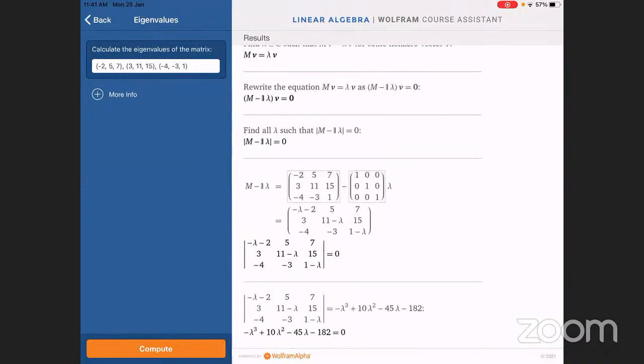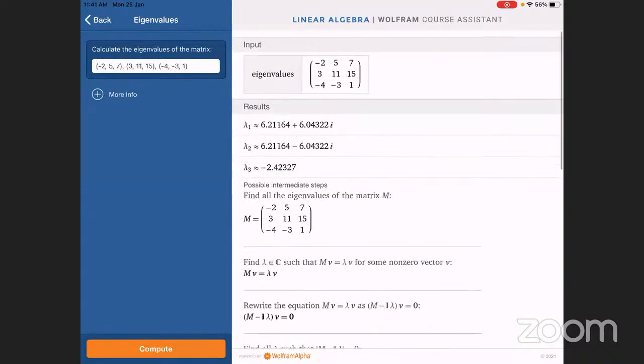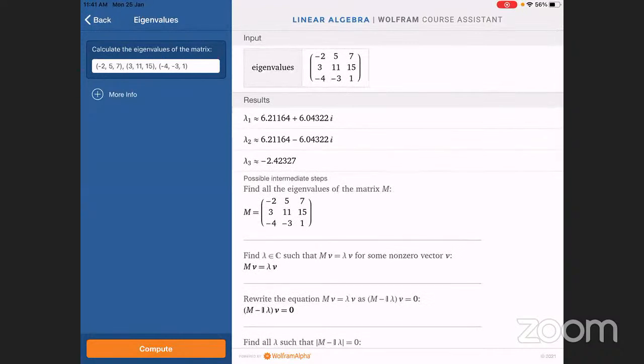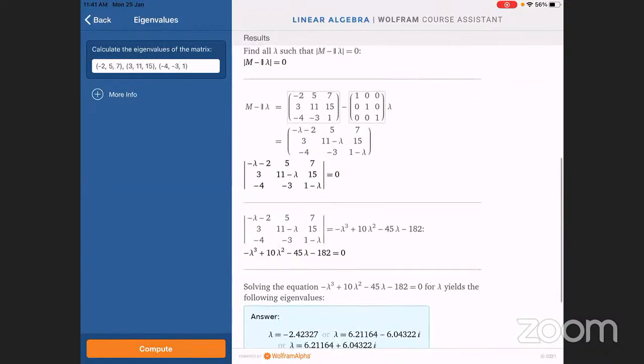Look at this, this is the characteristic equation: minus lambda cube plus 10 lambda square minus 45 lambda minus 182. Remember, in the traditional classroom activity, solving this cubic equation is not that easy. What are its eigenvalues? As was spoken by the machine, these are the values. So look at here. It has computed these values by some machines. These are in fact approximate values.